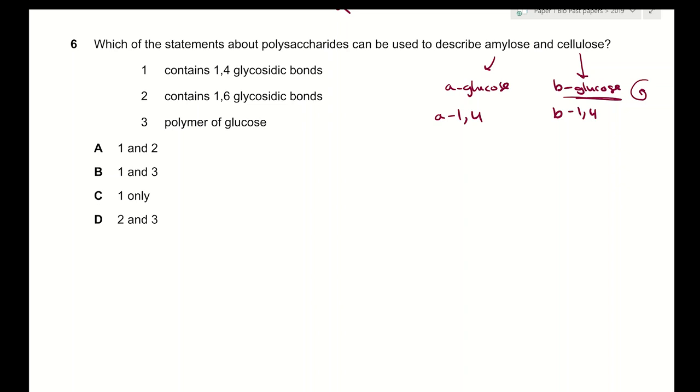Now, let's see the suggestions that we have here. 1. Contains 1 to 4 glycosidic bonds. Yes, both of them do contain 1 to 4 glycosidic bonds. For 2. Contains 1 to 6 glycosidic bonds. This is incorrect because, as we said, it's only 1 to 4. It's amylopectin, which would contain 1 to 6 glycosidic bonds. Now for 3. Polymer of glucose. Yes, both are polymers of glucose, and the answer is going to be B.